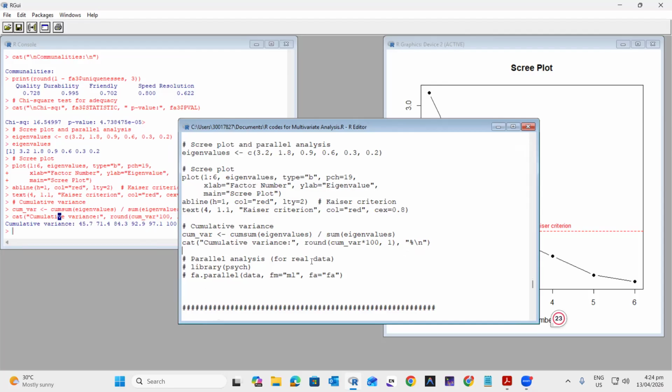So for the parallel analysis on real data, we need to apply the psych library. We don't have the data right now, so we are not going to apply that one right now. The command is fa.parallel, with the data, and in the fm argument you need to put ML. Okay, so we will move to another example.